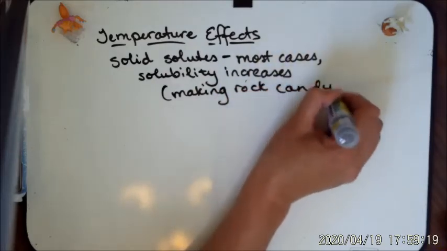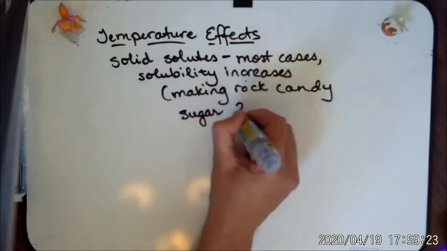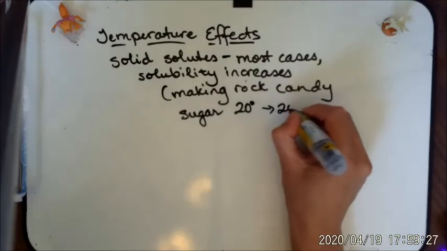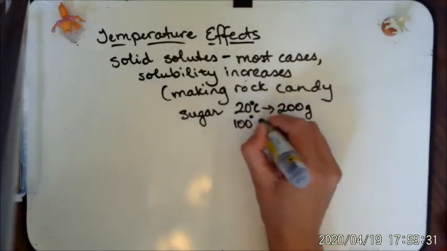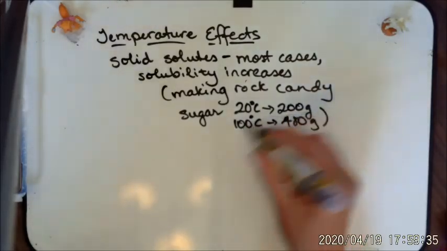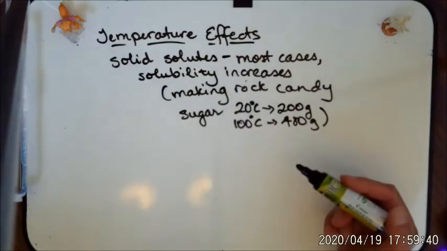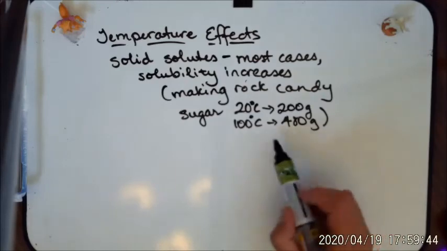We saw that sugar went from what? At 20 degrees Celsius, it was about 200 grams. And at 100 degrees, it was about 480 grams. So you can see how significantly it increases. And same thing, sodium chloride increases, but it's a much slower incline. It's only like a couple grams.